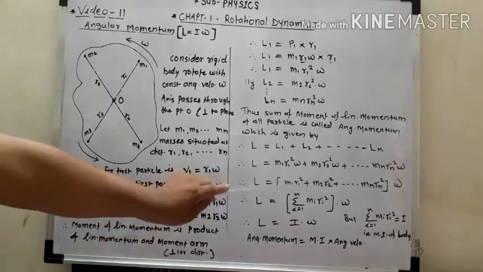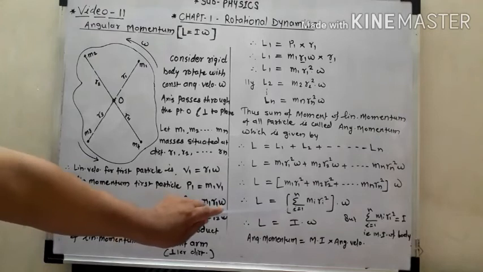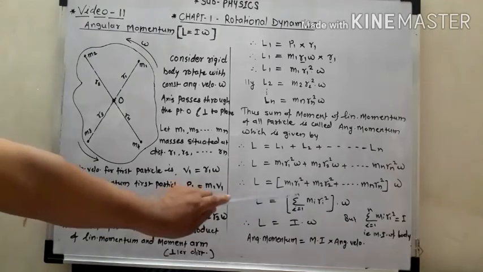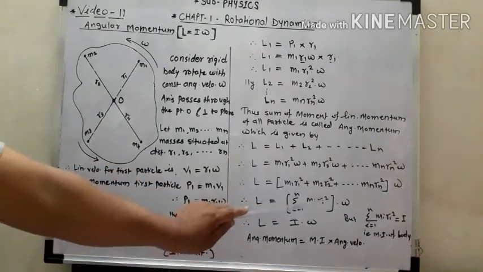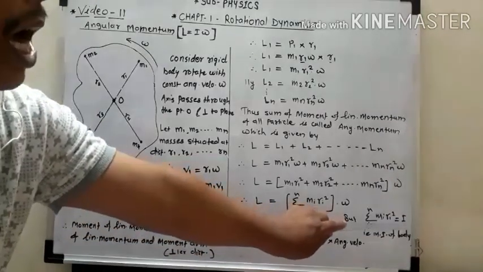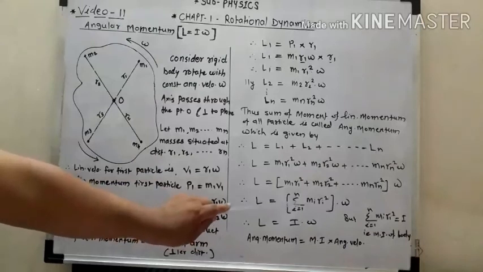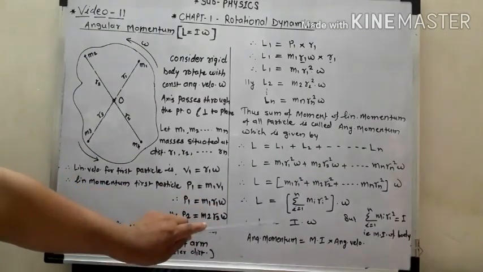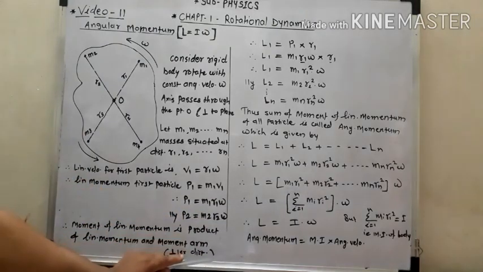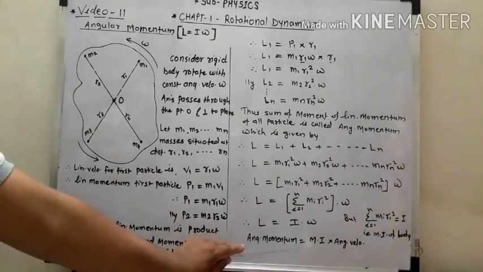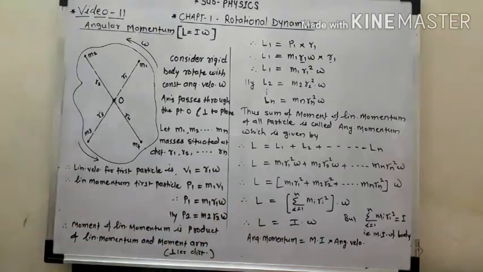Therefore, instead of this bracket we can write L is equal to summation i is equal to 1 to n of mi Ri square, into omega. This bracket is the moment of inertia I, and substituting I we get L is equal to I into omega, where L is the angular momentum, I is the moment of inertia and omega is the angular velocity. This is the relation for angular momentum, L is equal to I omega.